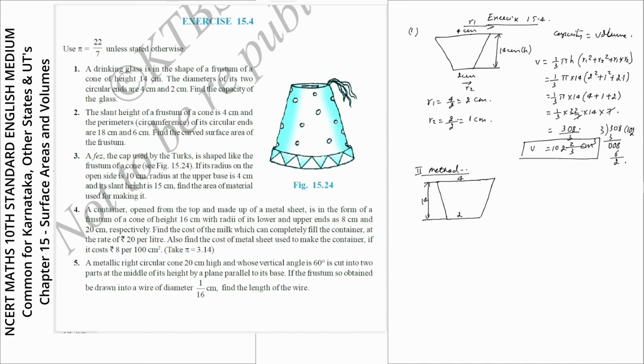So in another method, what I'll do is, I have drawn the frustum, and I'll extend the slant height and I'll make a cone. Let the slant height meet at this point, and now you can see that there are two cones formed. One is a big cone and one is a small cone. So now volume of the frustum is given by volume of big cone minus volume of small cone.